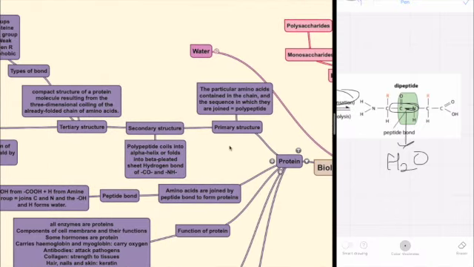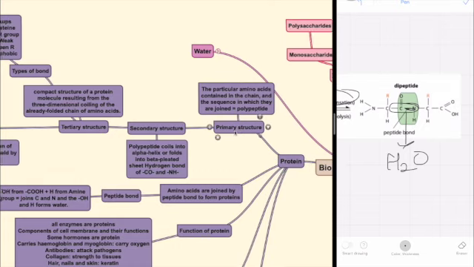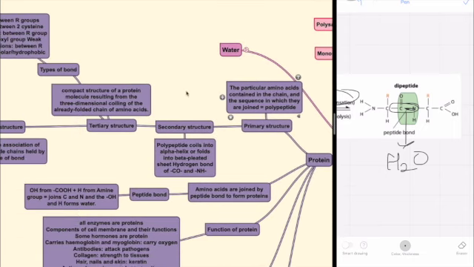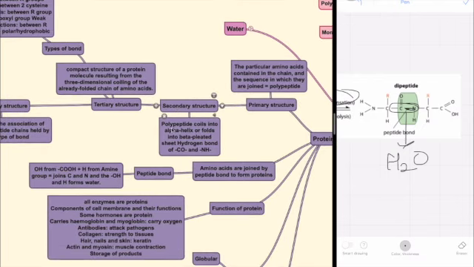So the types of protein is that they have from primary up to quaternary structure. So for primary structure, they are actually the particular amino acids contained in a chain, and the sequence in which they are joined are known as polypeptide. So primary structure are polypeptides, basically long chain of amino acid. And after primary structure, they would form a secondary structure. Secondary structure is basically the polypeptide may coil to form alpha helix chain, or they will be folded into beta pleated chain, beta pleated sheet.